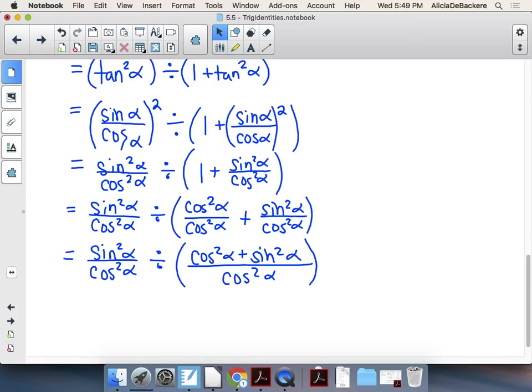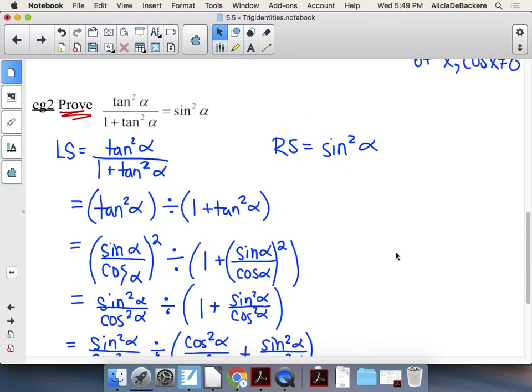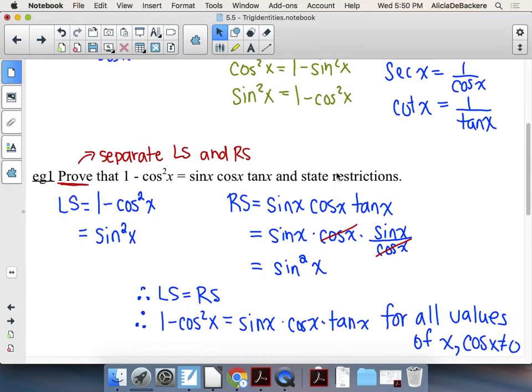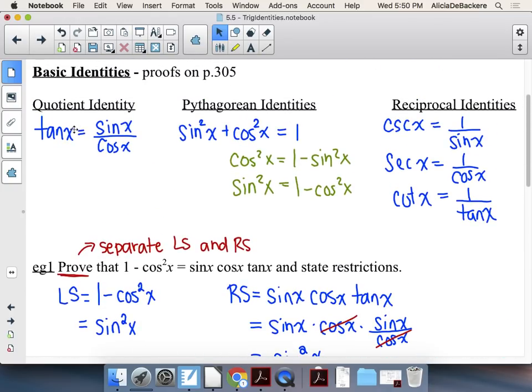Now I'm always taking a break and thinking about, what am I trying to get to again? I'm trying to get to sine squared alpha. And I'm always taking a look at the identities that I know I'm allowed to use. I can replace tans with sine over cos. I can replace sine squared plus cos squared with 1, or I can rearrange those things. And I can always get rid of cosecant, secant, or cotangent and replace those with the primary trigs.